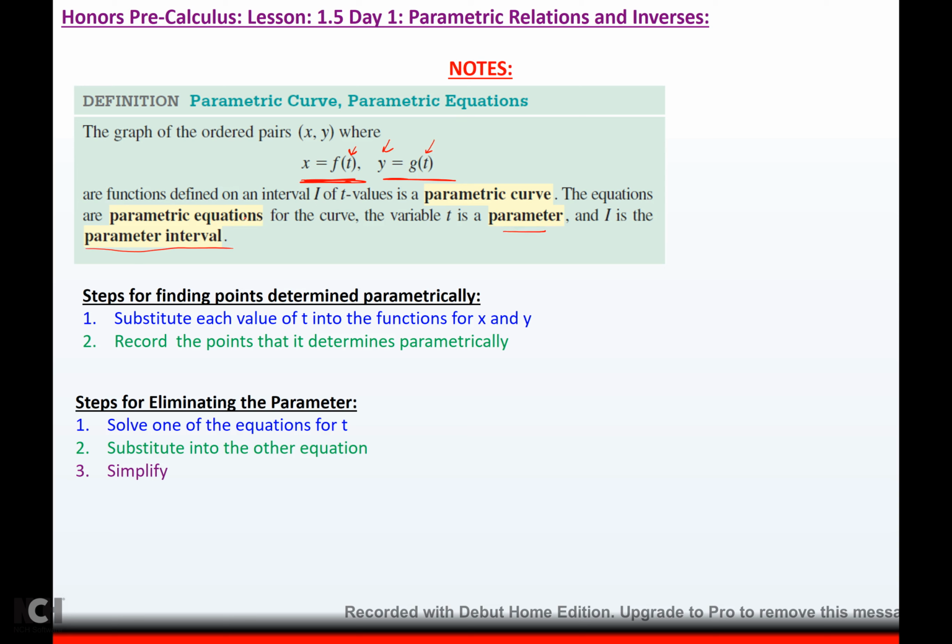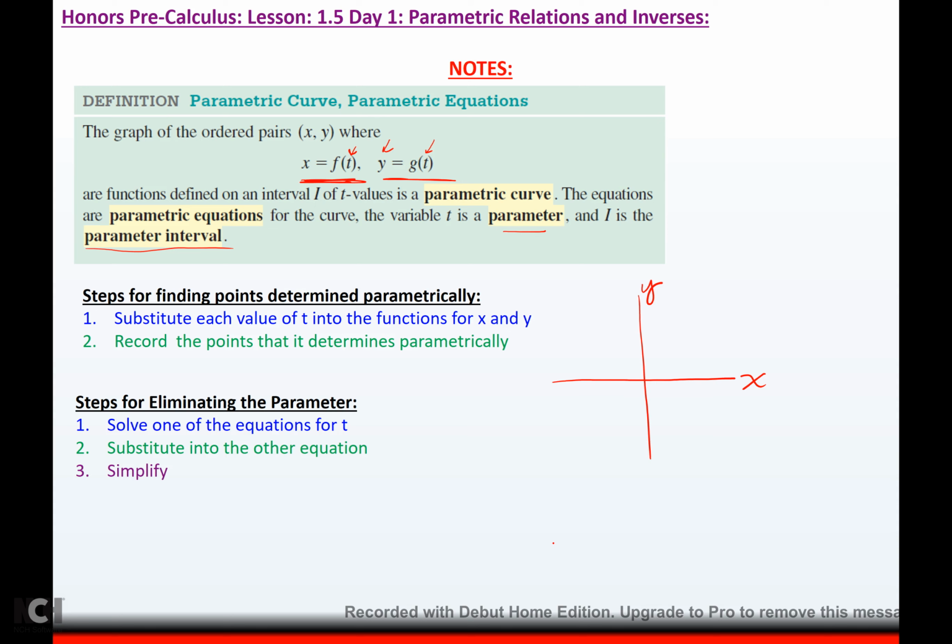The easiest way I can explain parametric curves and parametric equations is, and we're not going to get this complicated, but just so you know where this is going, because we will revisit parametric curves later in the year. If you look at our Cartesian coordinate system, we have an x-axis and we have a y-axis, whatever x represents and whatever y represents.